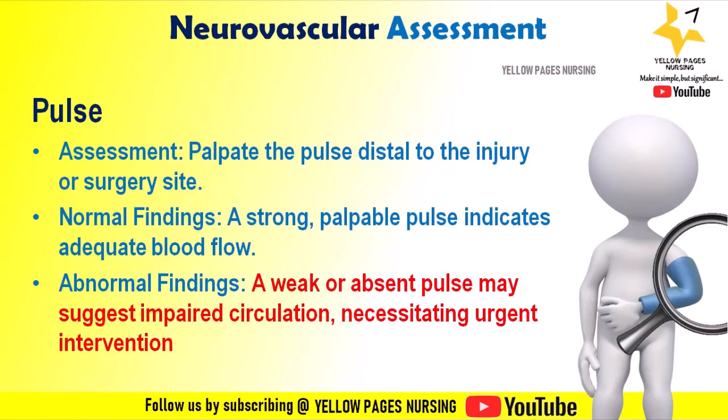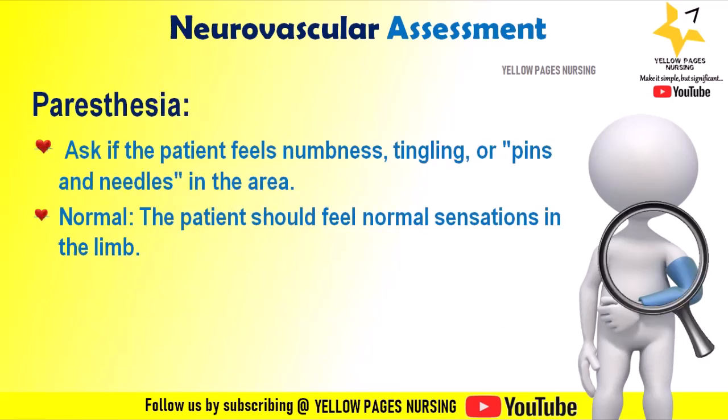Next P is paresthesia. Here, ask if the patient feels numbness, tingling, or pins and needles in the area. Normally, the patient should feel normal sensations in the limbs. If it is abnormal, there might be numbness or tingling, which could mean nerve or blood flow problems. If it gets worse, seek medical help immediately.